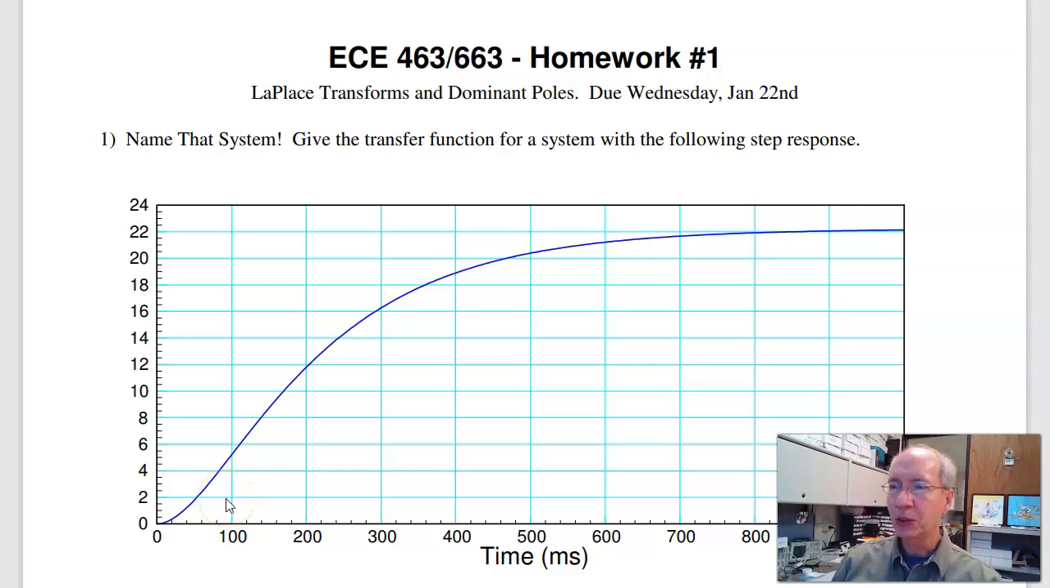Here are solutions to homework set number 1 for ECE 463-663 Modern Control. This homework set looks at Laplace transforms and dominant poles. The first problem is kind of a Jeopardy question. Here's the answer. What's the question? If I had the step response, what's the transfer function? Now back in signals, it's given the transfer function, find the step response.